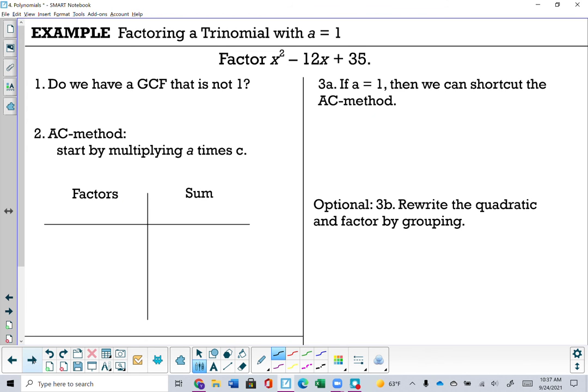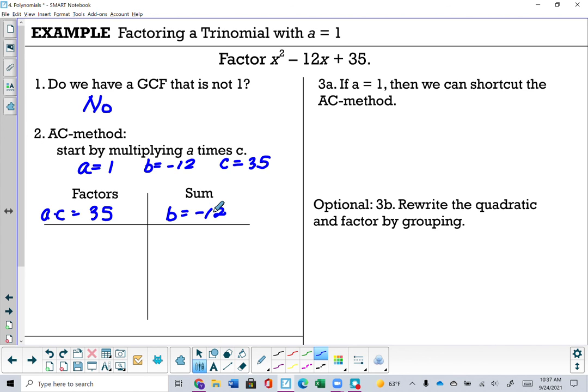Now let's take a look. We have factor x squared minus 12x plus 35. Now you're going to really like these because these have shortcuts. Okay, so here we go. We're in standard form. Do you have a GCF that is not 1? No. Let's keep going. So A, B, and C. A equals 1. B equals negative 12. And C equals 35. Okay, so A times C is 35.